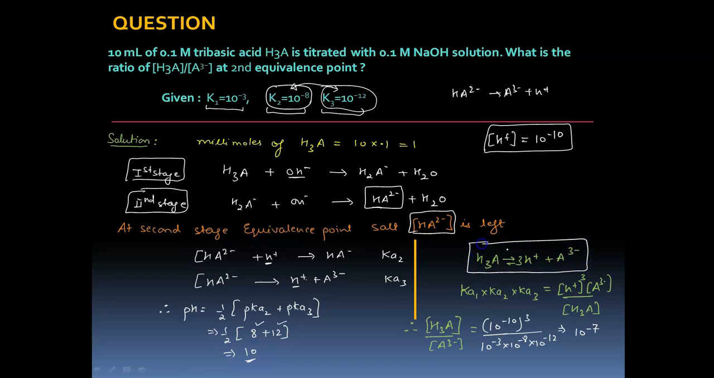we talk about the overall reaction, which is H3A dissociating to give us 3H plus and A3 minus. So if I talk about K for this overall reaction, that will be Ka1 into Ka2 into Ka3 is equal to the concentration of H plus raised to power 3 into A3 minus upon H3A. So if I take the ratio which I want to find on the left hand side and these terms on the denominator of the right hand side, and put in the values, I get the ratio as 10 raised to power minus 7. Hence for this question, the answer would be 10 raised to power minus 7.